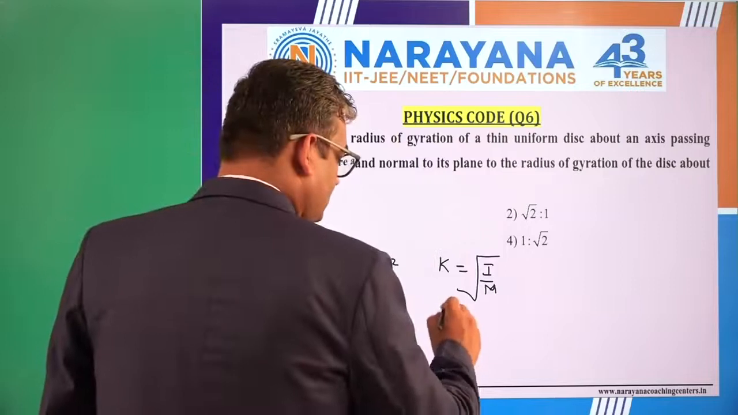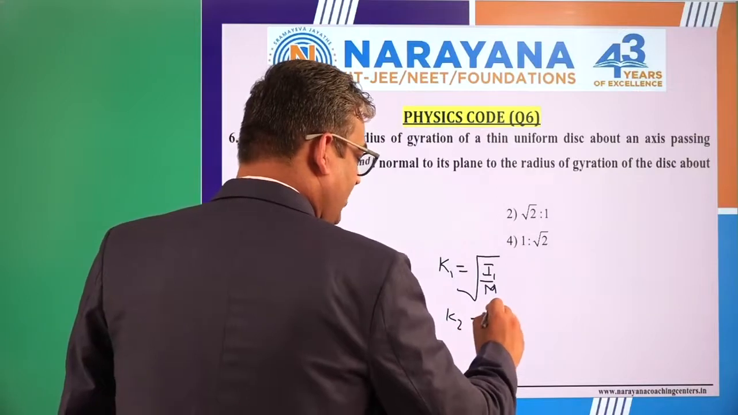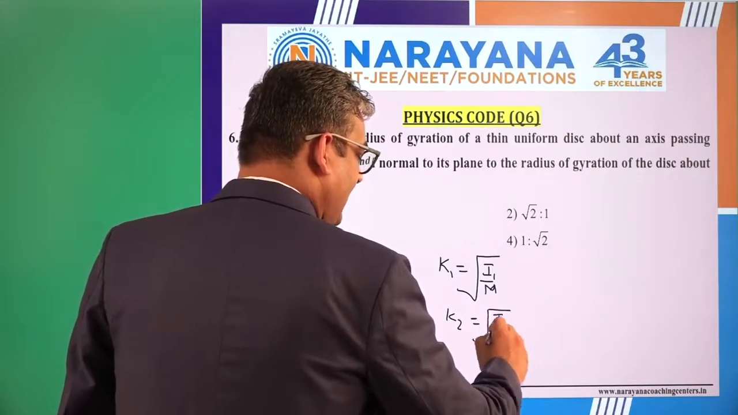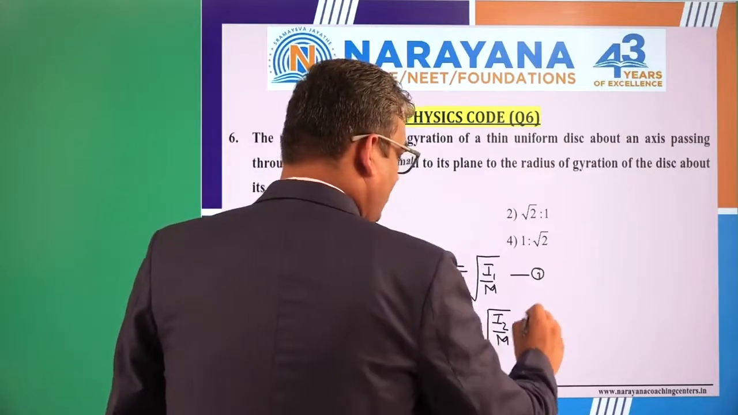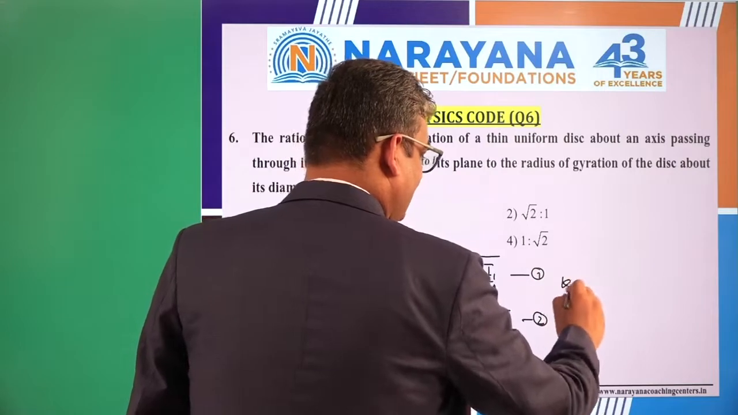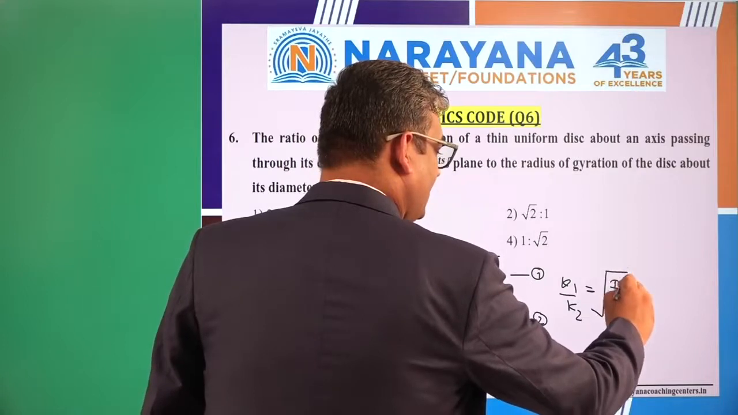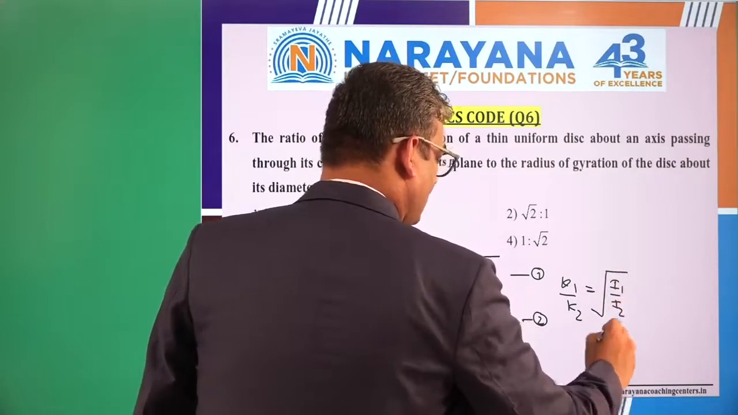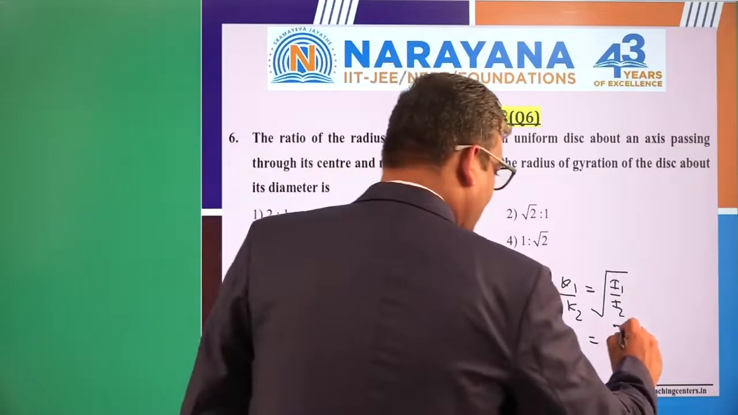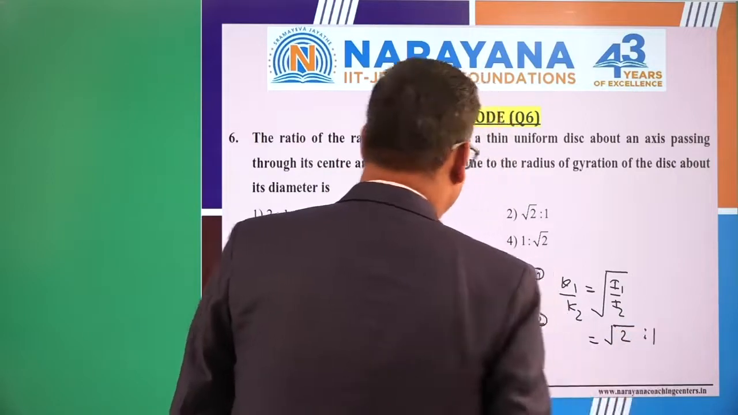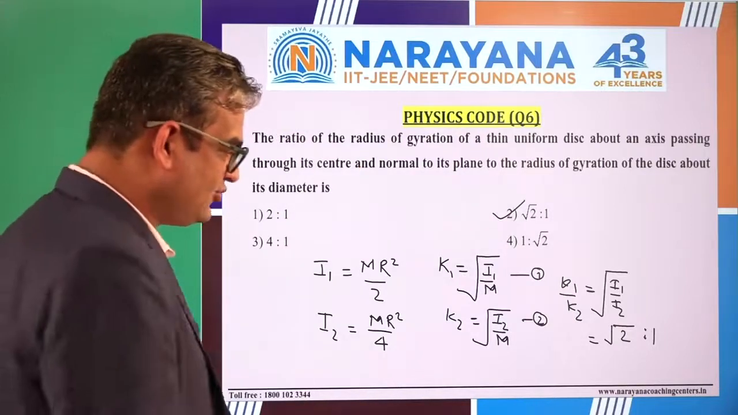So k1 by k2, if I write this as k1, it should be root of I1 divided by m, and k2 should be root of I2 divided by m. So if we divide these two equations, it will give us k1 by k2 equals under root of I1 by I2. Now the ratio of these two, I1 by I2, is going to be 2. So this is simply root 2 is to 1. Hence second option should be correct. We should move on to the next question.